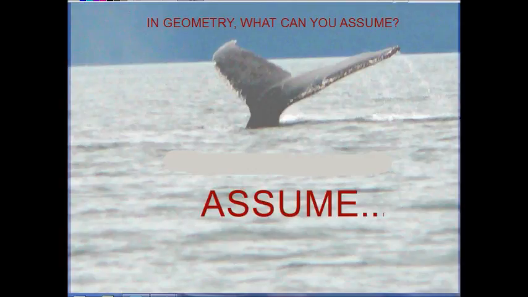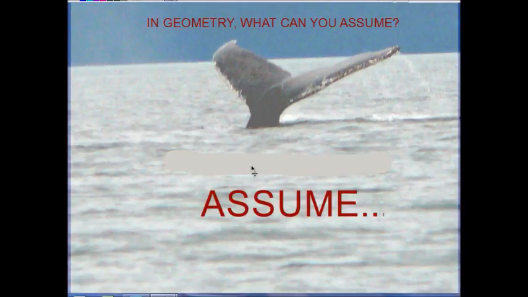So now, in geometry, we want to think, what can we assume? Well, can we assume right angles? So if something looks right, can we assume that it's right? Can we assume that if we see a line, we have collinearity? Let's think about some assumptions we might be able to make.